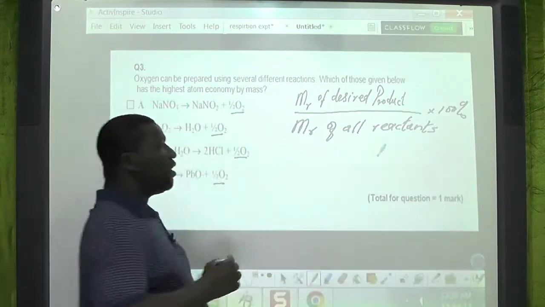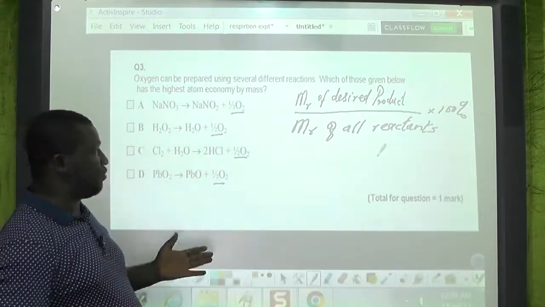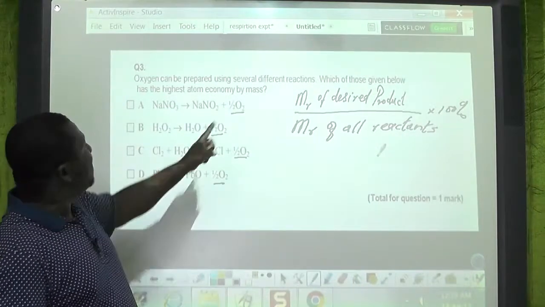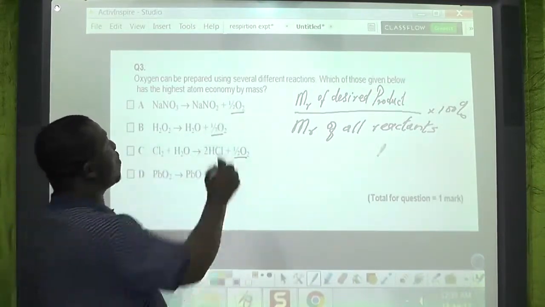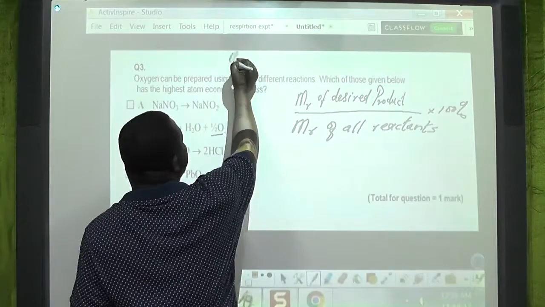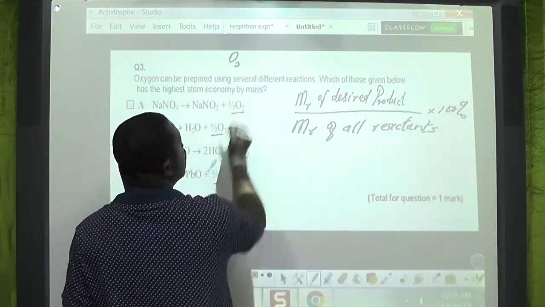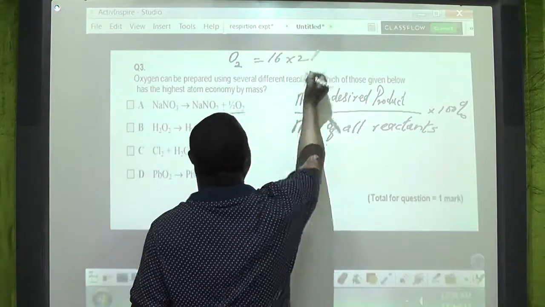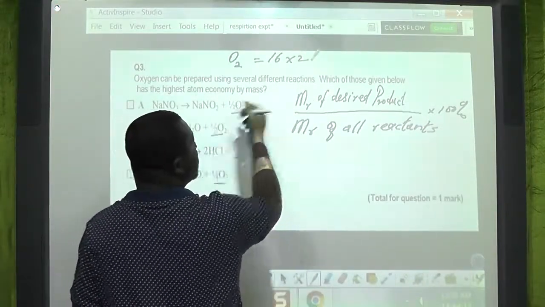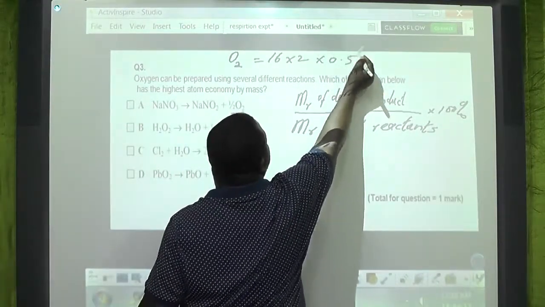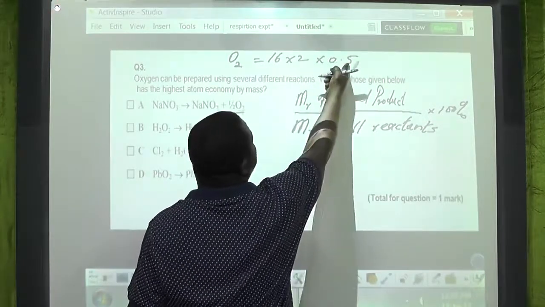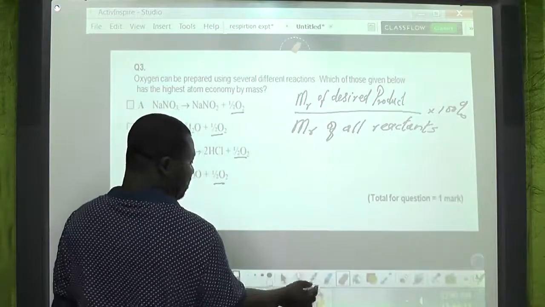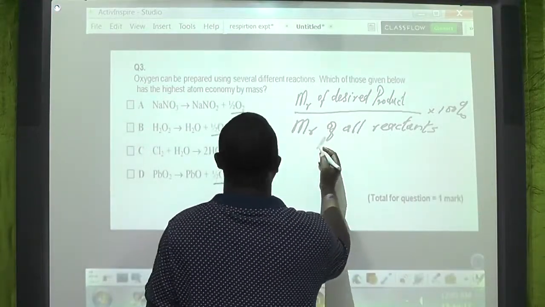So, our desired product is oxygen. Half oxygen is 16 grams, half O2, because O is 16. But O2, which is 1 mole of oxygen, is 16 multiplied by 2. But we have half a mole, so half a mole will be multiplied by 0.5. So 16 multiplied by 2 is 32, multiplied by 0.5 is 16. So half oxygen is 16 grams. Of course, you all know that at this stage.